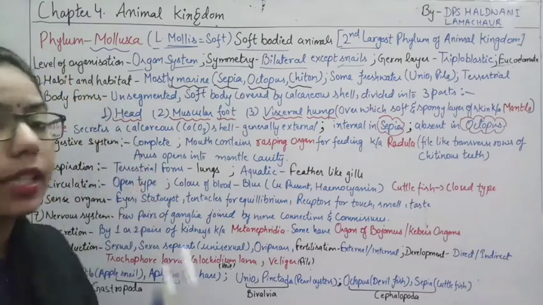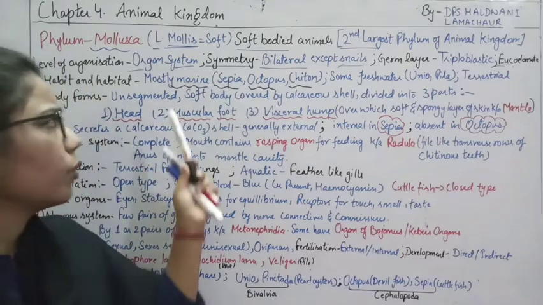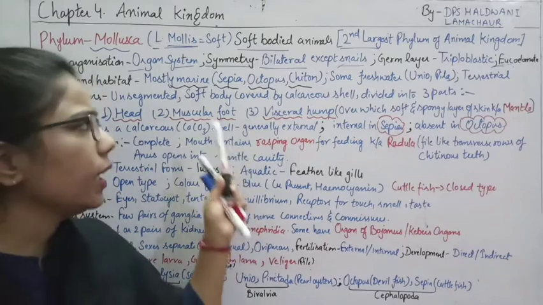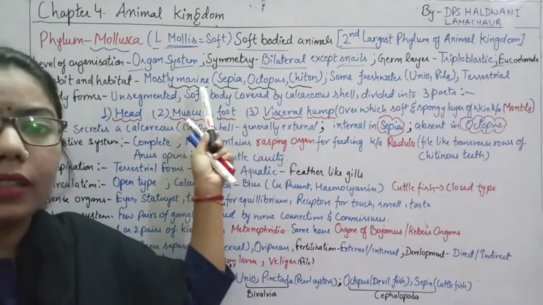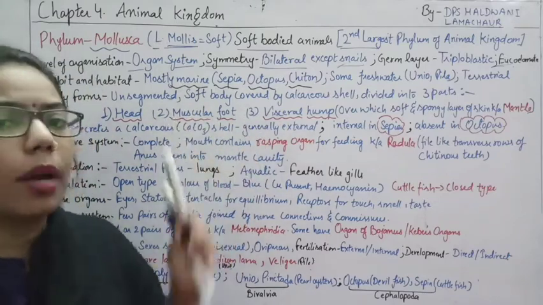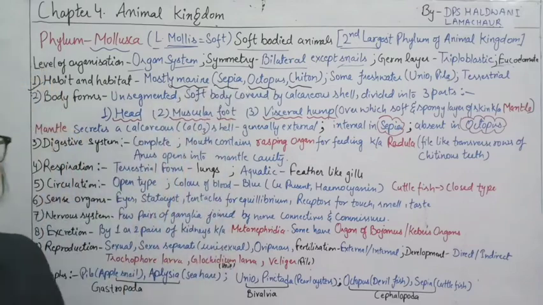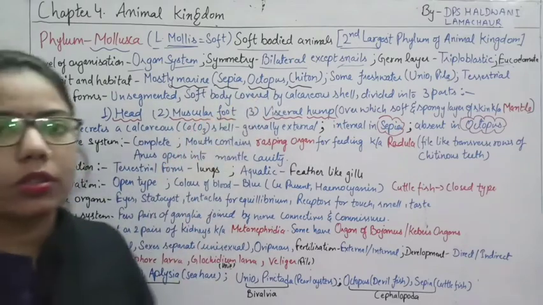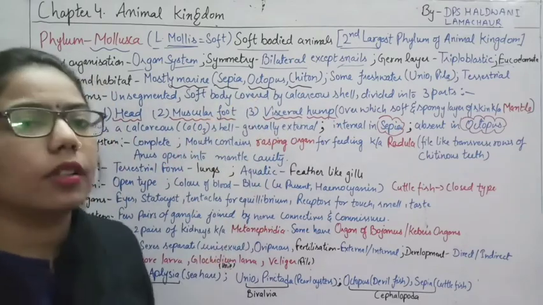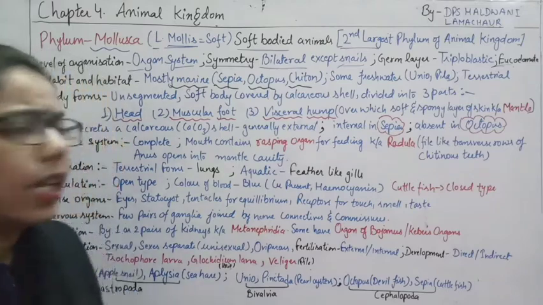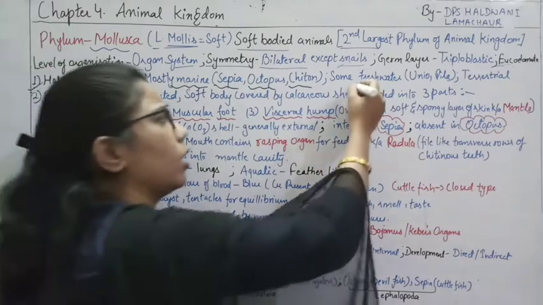They are present in the sea. Okay, so we can say mostly they are marine. There are three examples of marine molluscs: sepia, which is also known as cuttlefish, octopus, also known as devilfish, and the third one, chiton. Right? Along with this, some freshwater ones are also found.